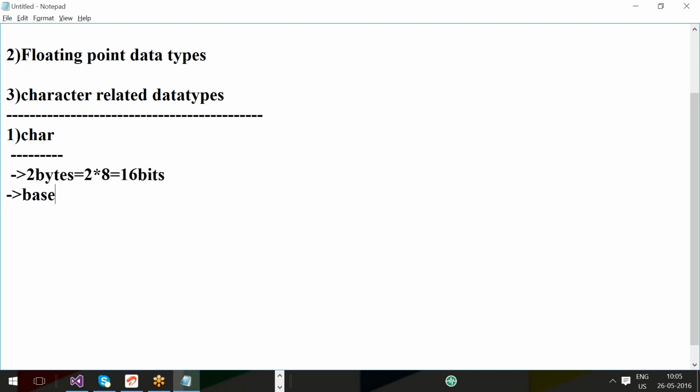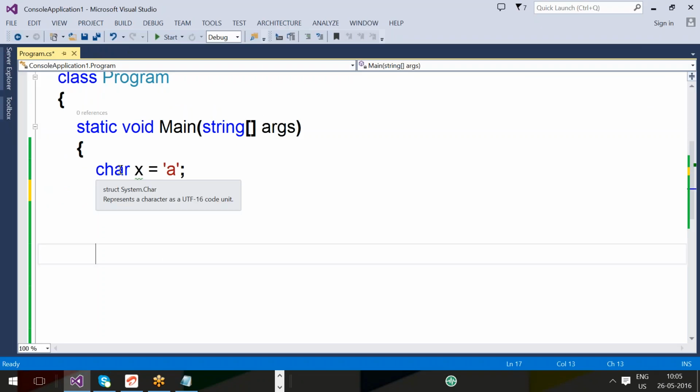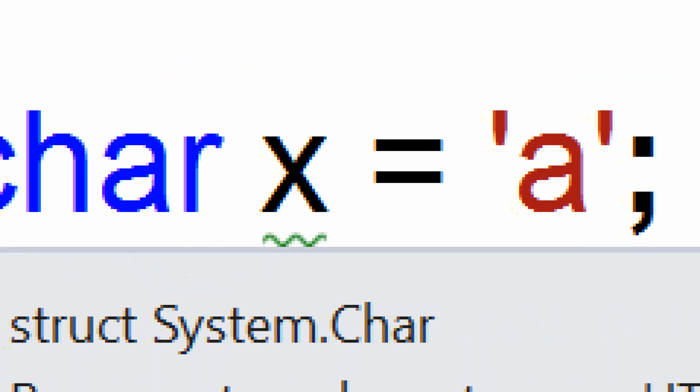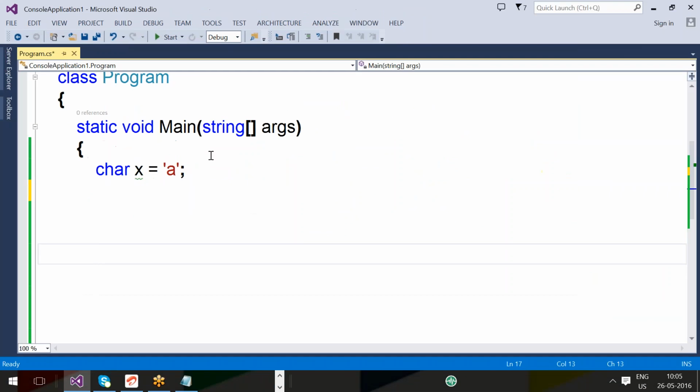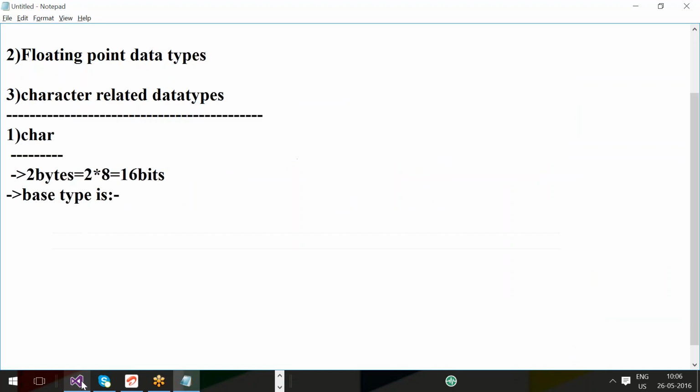And next, the base type of char is, you can observe the screen, System.Char. This C is small and this C is capital. Right. That is the story. Next, we have already seen examples for char, so we don't need to worry.